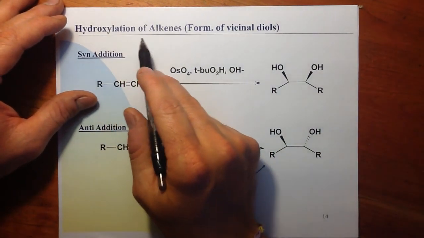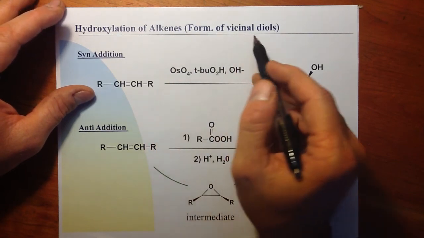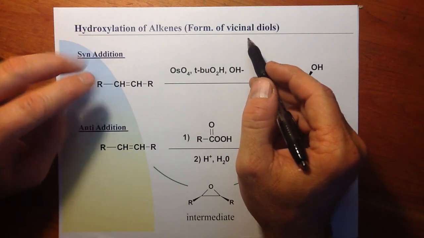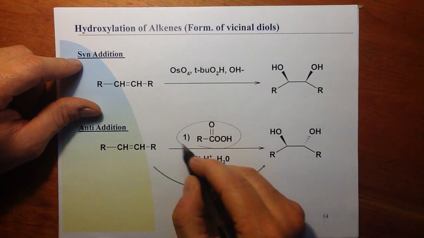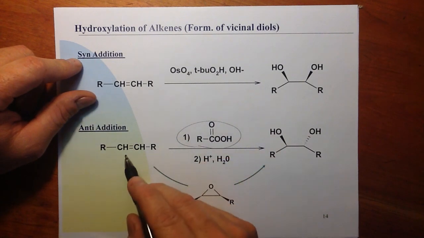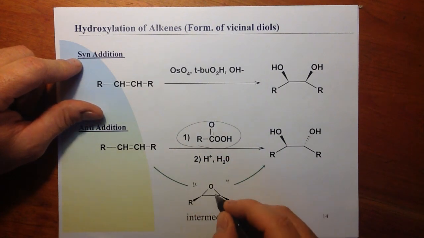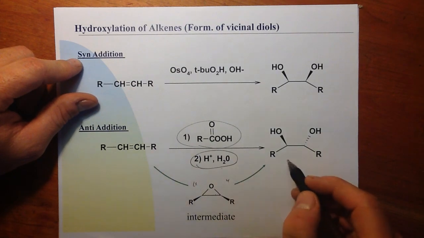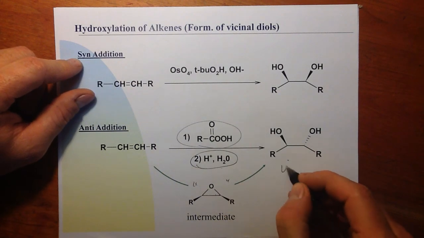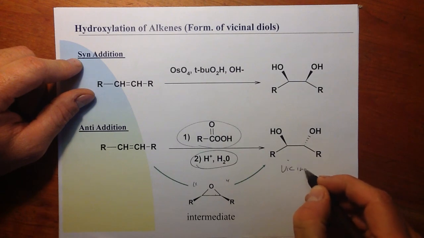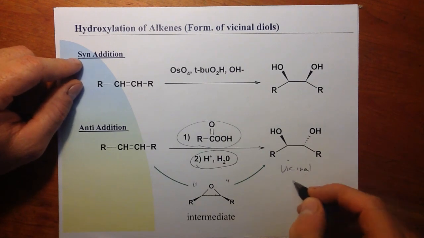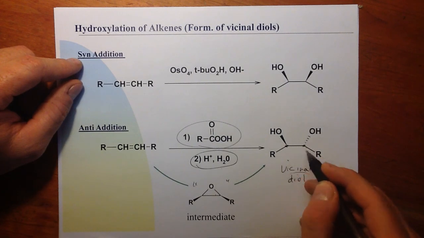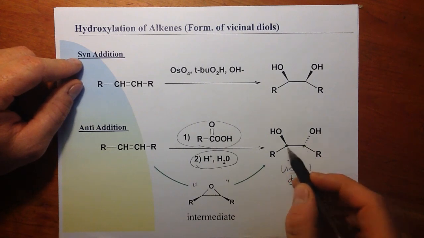We can have the hydroxylation of alkenes, the formation of vicinal diols. We can do two things. We can take that peroxy acid, epoxidation of alkenes, make an epoxide, and then just acid hydrolyze it so that we get a diol, a vicinal diol. Vicinal means off of adjoining carbons we have a diol.